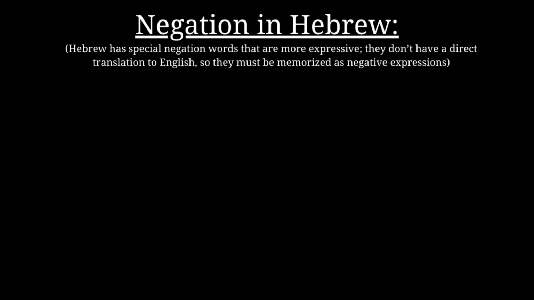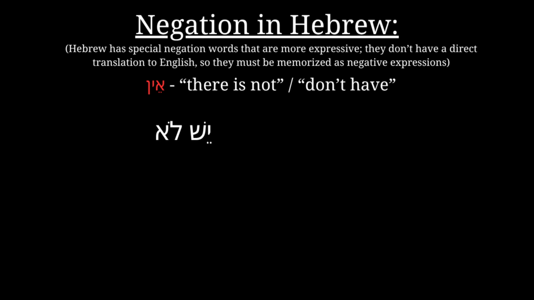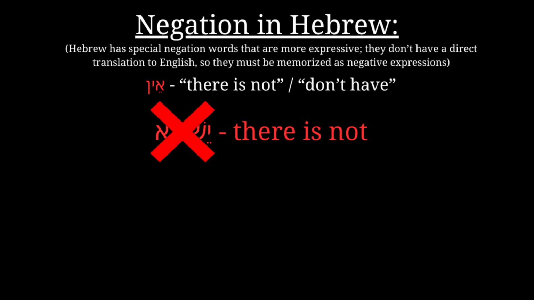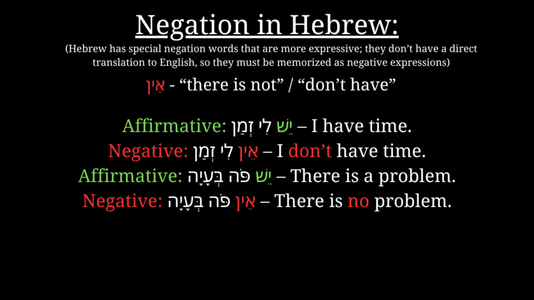Moreover, Hebrew has special negation words that are more expressive, and they don't really have a direct translation to English, so they must be memorized as negative expressions. For instance, the word en means there is not or don't have, and it's used instead of saying yesh lo. Yesh lo directly translates to there is not, but Hebrew completely doesn't use this, and instead we have to say en. By using en, we negate an affirmative statement by changing only one word, and this is understood more in context.